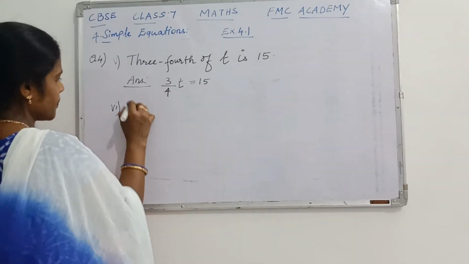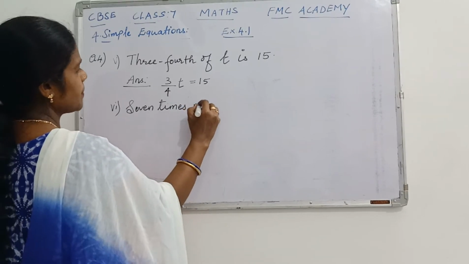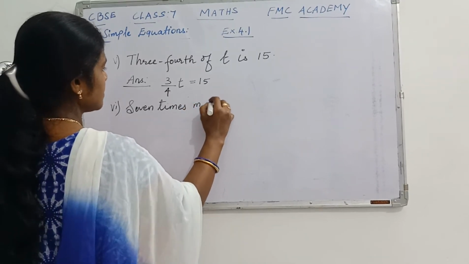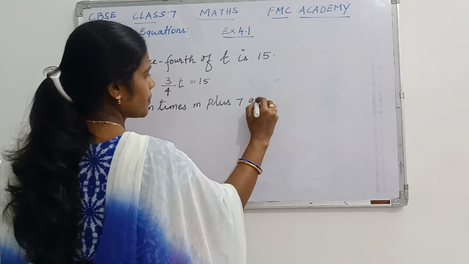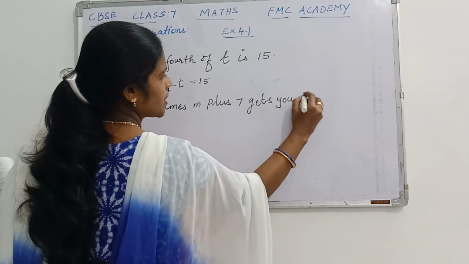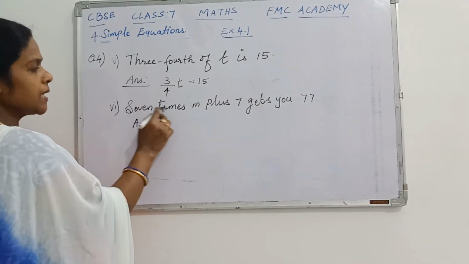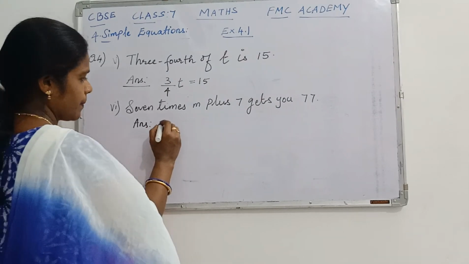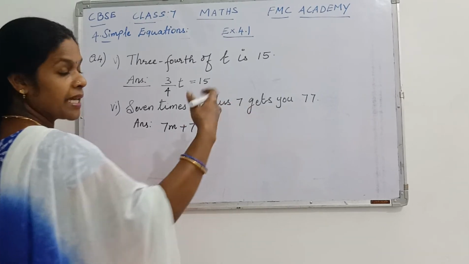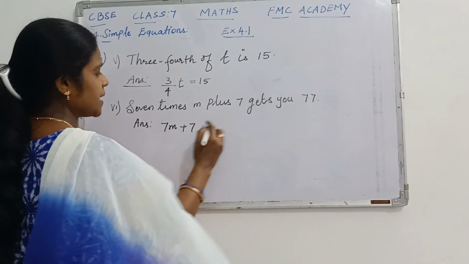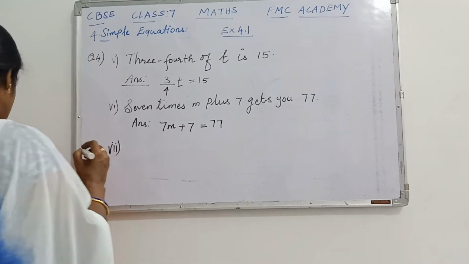7 times m plus 7 gets you 77. Yes, see, how will you convert? 7 times m. So what will you write? 7m. 7m plus 7. So plus 7 gets you, means you will be getting the answer as 77. So is equal to 77. Seventh one.